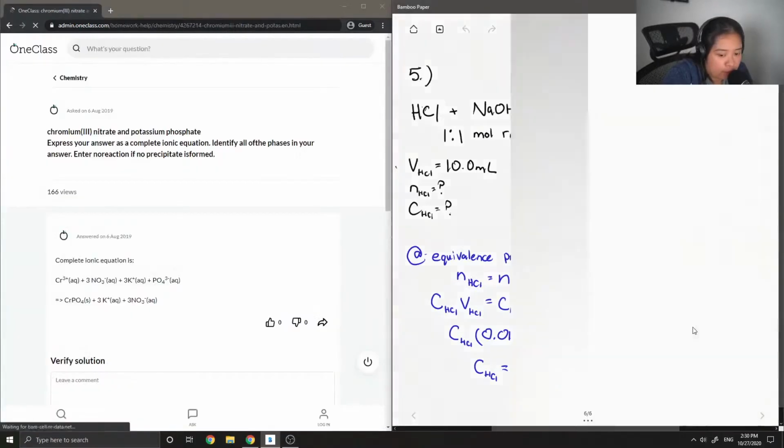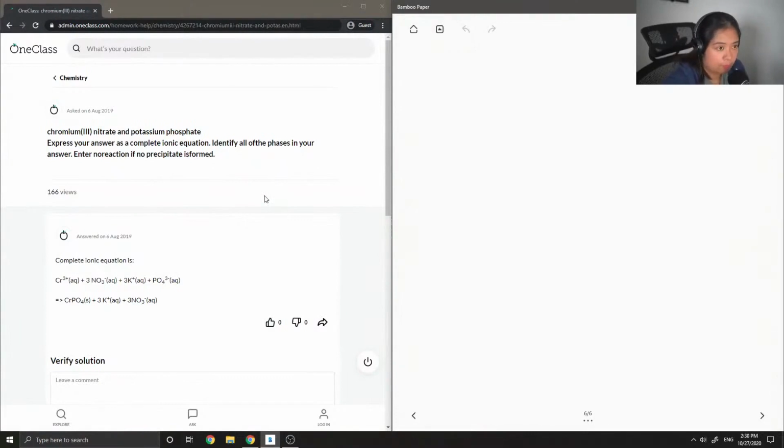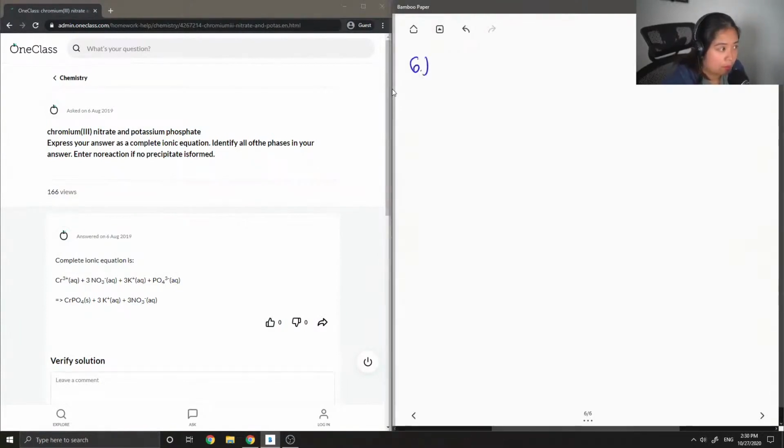We can move on to question number 6. Chromium-III nitrate and potassium phosphate. Express your answer as a complete ionic equation. Identify all of the phases in your answer. Enter no reaction if a precipitate is formed.